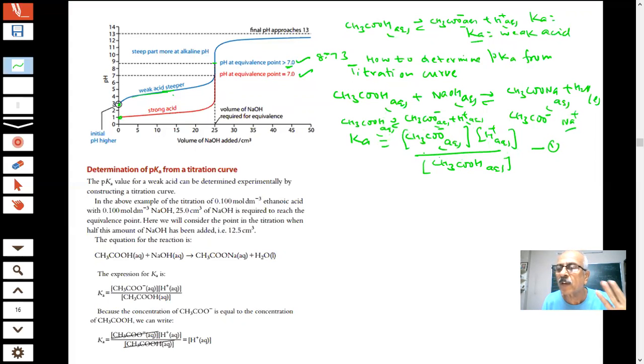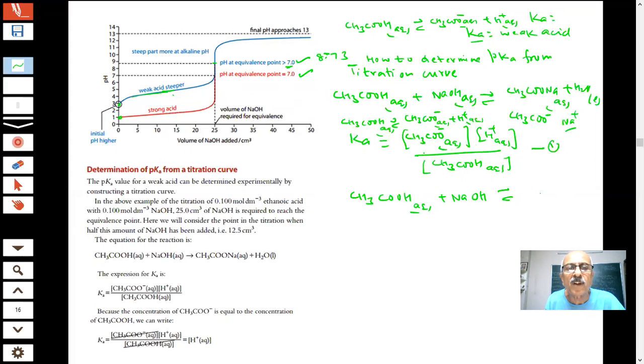Is this formula correct or not? You tell me this. Is a weak acid? What is the Ka of a weak acid? Okay? Now, what I am doing, how much acetic acid have you taken? Tell me. 25 milliliter.